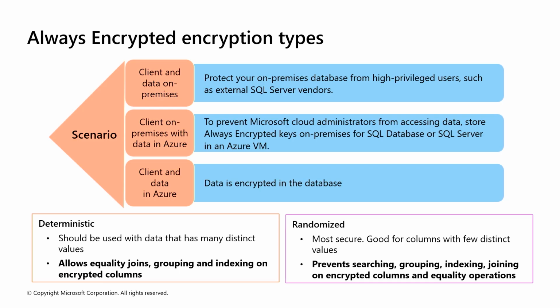Deterministic encryption, which consistently produces the same ciphertext for a given plain text and supports operations like equality joins, indexing, and grouping. This is ideal for fields like customer IDs or email addresses in financial or retail systems. And randomized encryption, which generates different ciphertexts for the same plain text each time, offering maximum security for highly sensitive data such as social security numbers and credit card details.